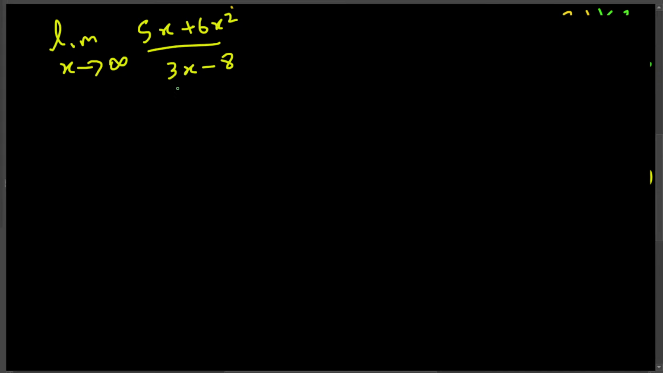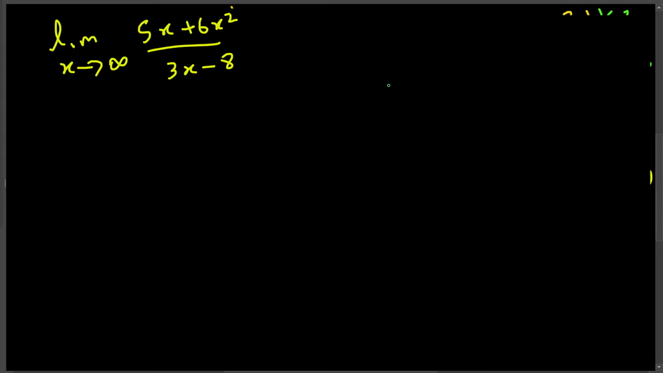Okay, let's try this one. Let's say we have a limit given like this: limit x approaches infinity, 5x plus 6x squared over 3x minus 8. So there are multiple different ways you can approach this problem. Let's look at the first one.